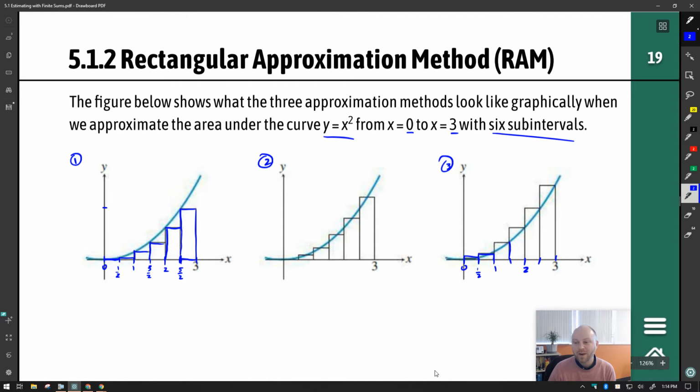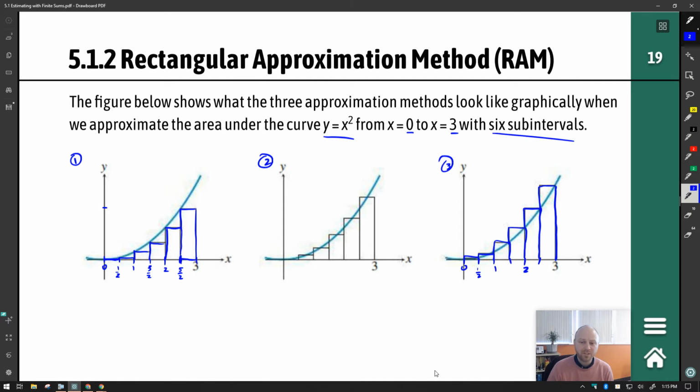We use those right sides, we go up to the curve, and notice these rectangles look like they're living a little bit over the curve. So if we added all of those rectangles up, we might get an area approximation that's a bit more than what the actual area is.